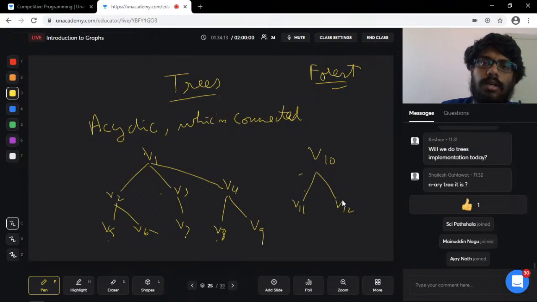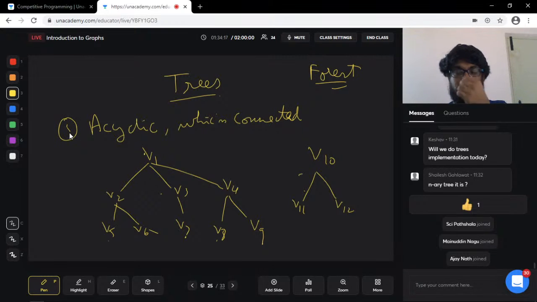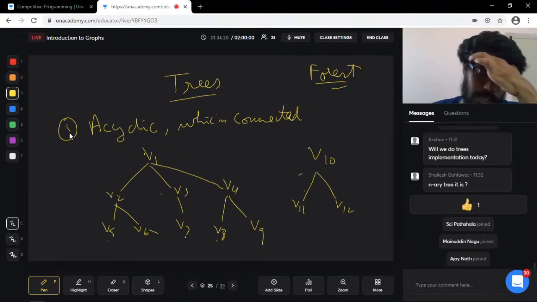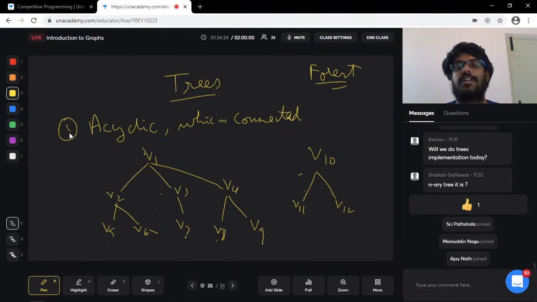Great. So this is one definition of a tree. There are actually lots and lots of definitions of tree which are all equivalent. You can prove that all these different definitions are equivalent to each other. We'll look at some definitions.